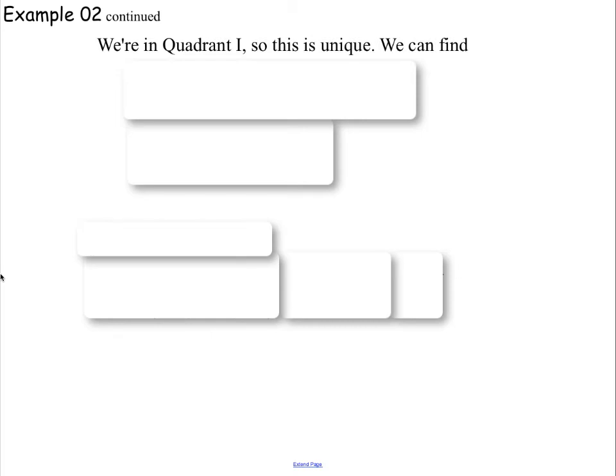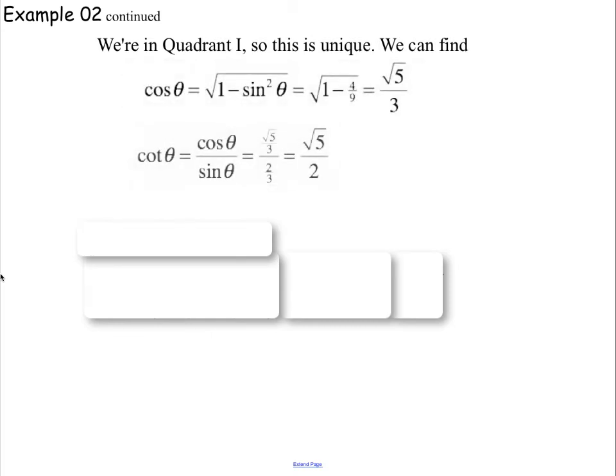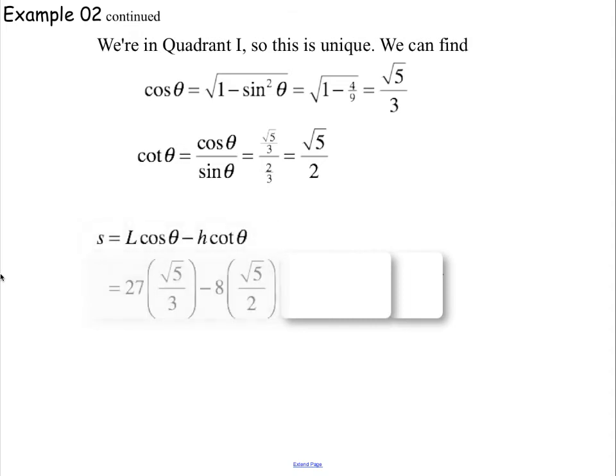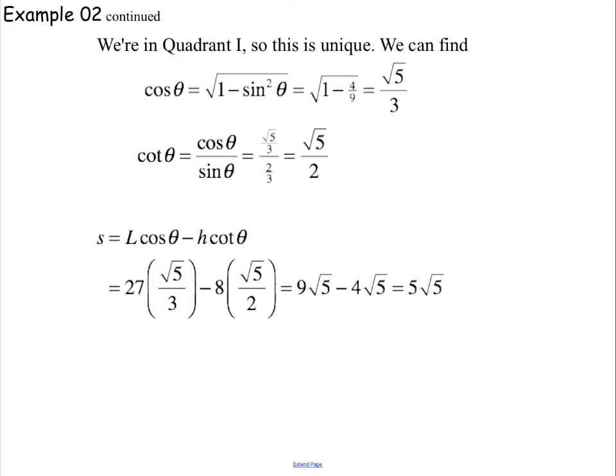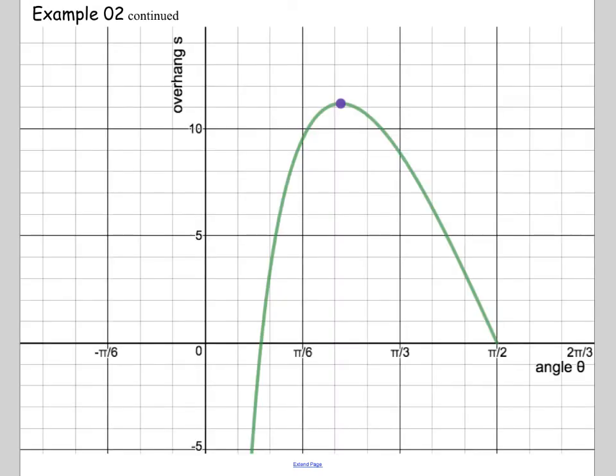We don't actually need theta, only its cosine and cotangent. Now, at last, we can just plug into the equation for S, and see that the maximum distance would be 5√5 feet. Here's a graph of S as a function of theta, with the discovered value of theta marked. Note that it's the maximum.